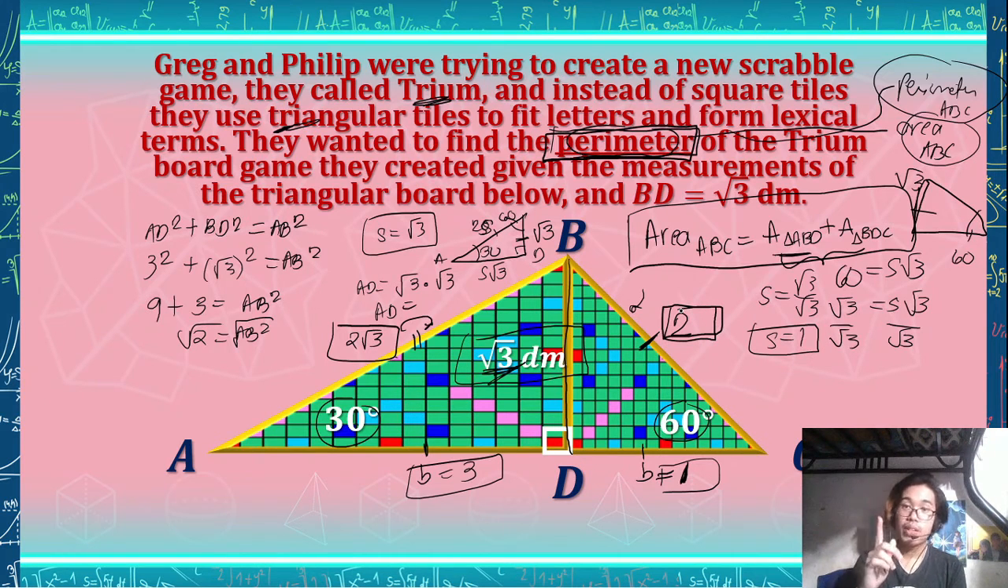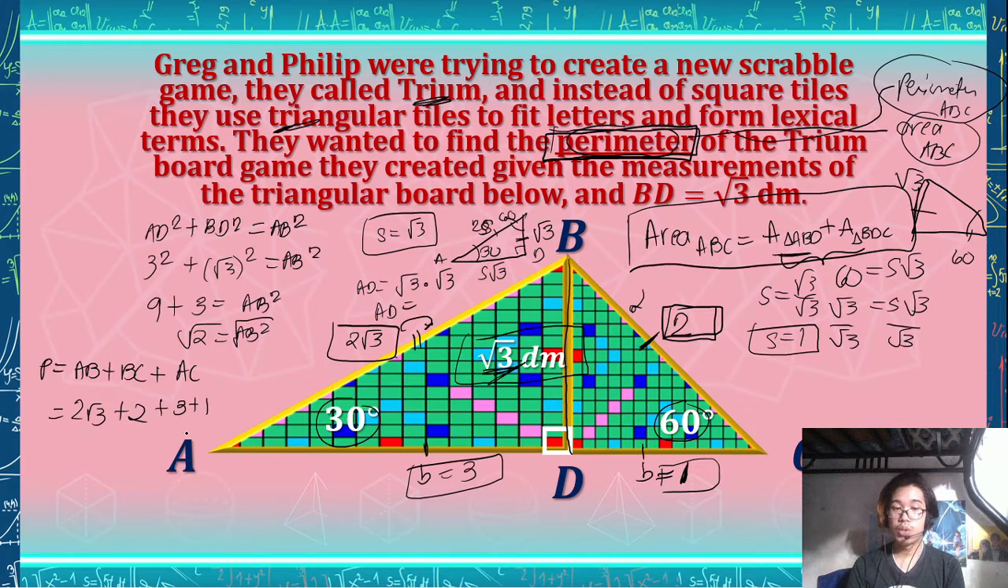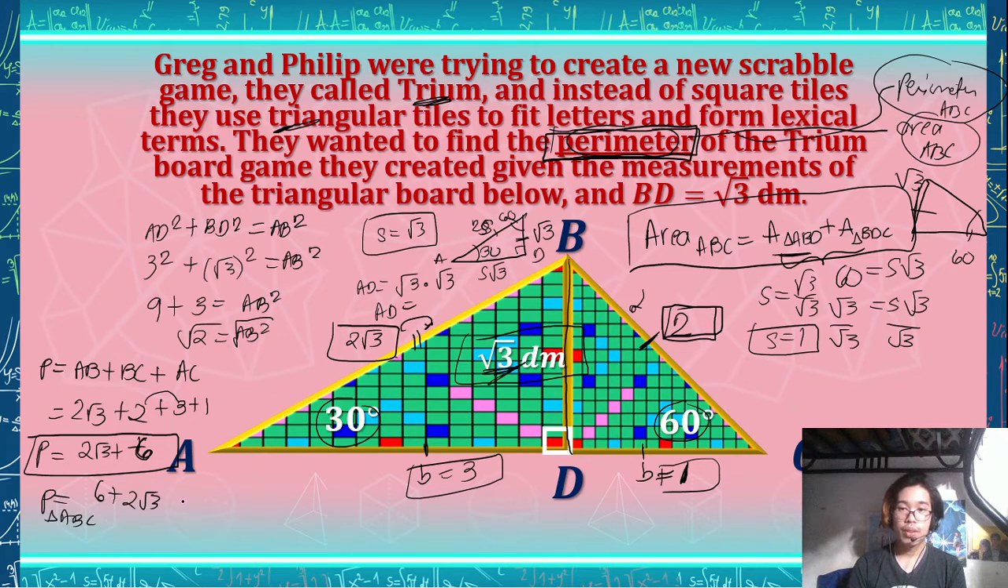And there you go. Now we can solve for the perimeter of this triangle. So the perimeter is equal to AB plus BC plus AC. Since we know AB measures 2 square root of 3, and BC measures 2, and AC measures 3 plus 1, which is equal to 4, that's gonna give us 2 square root of 3 plus 2 plus 3, which is 5, and that's gonna give us 2 plus 3 plus 1, which is equal to 6. So therefore, we have solved the perimeter of this triangle. The perimeter of triangle ABC is just equal to 6 plus 2 square root of 3 decimeters.